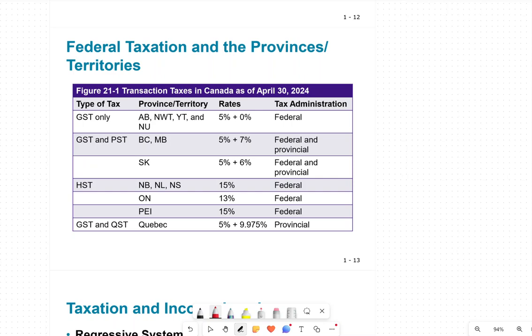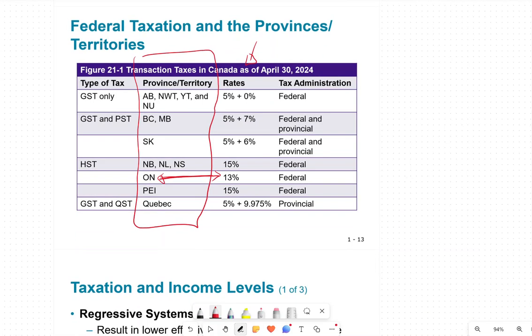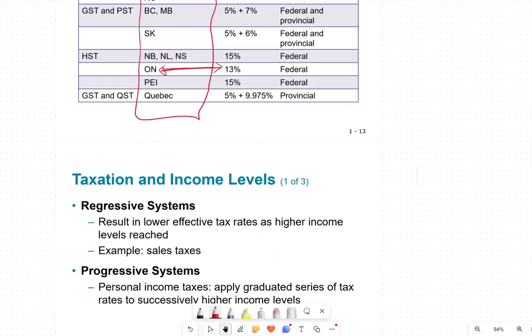Now, these are some of the things we did talk about a little bit. In this case, these are the different provinces and territories, and this is the rate that each pays. When I talk about Ontario, we pay 13% taxes.